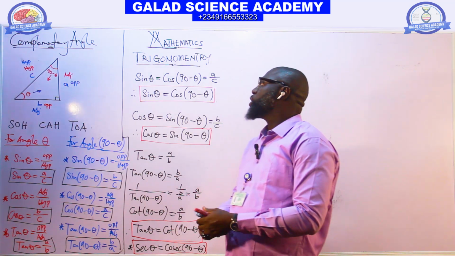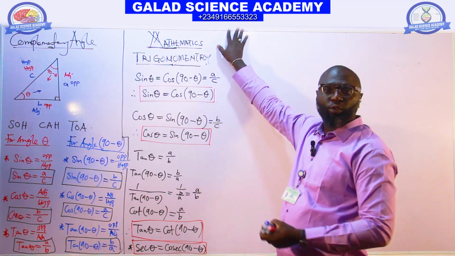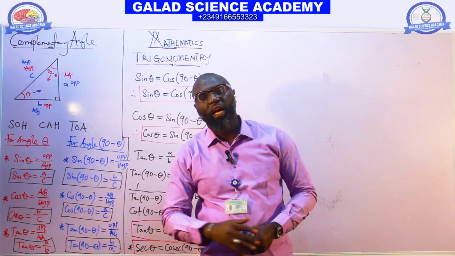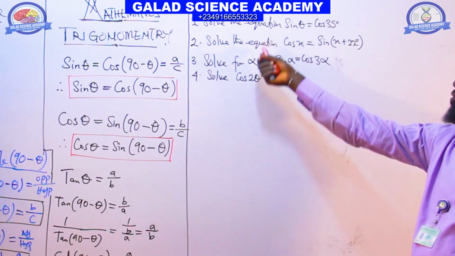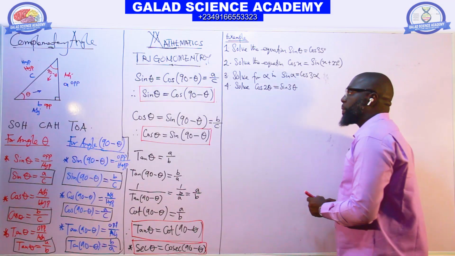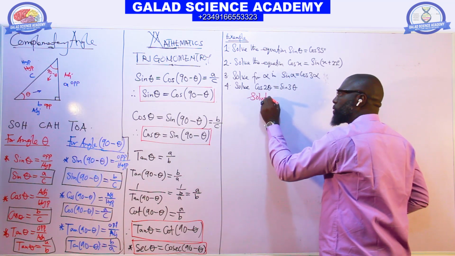So let me write out 5 questions here. Out of the 5, I will solve 3 as usual. You will solve the remaining 2 and put the answer in the comment section. I will solve 2 out of this question, so you help me to solve the remaining 1. Now, let's go. Solution.